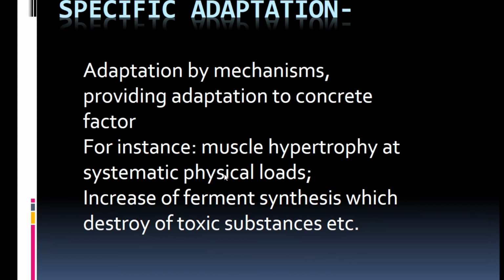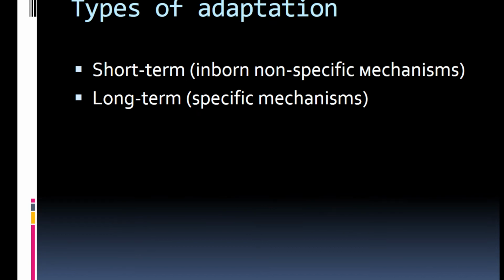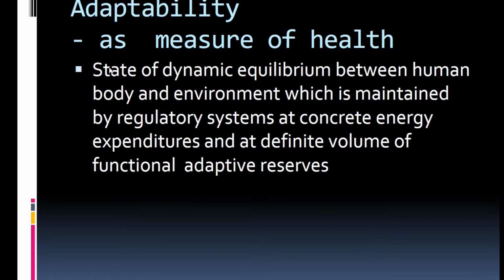And our history has some examples when a very important person, a queen, for example, possessed resistance to the action of some toxicants. So we can additionally differentiate two types of adaptation: short-term adaptation, which can be realized due to inborn non-specific mechanisms, and long-term adaptation due to formation of specific mechanisms.